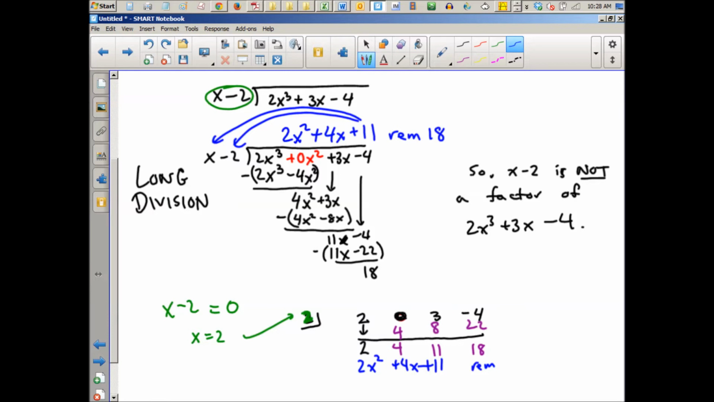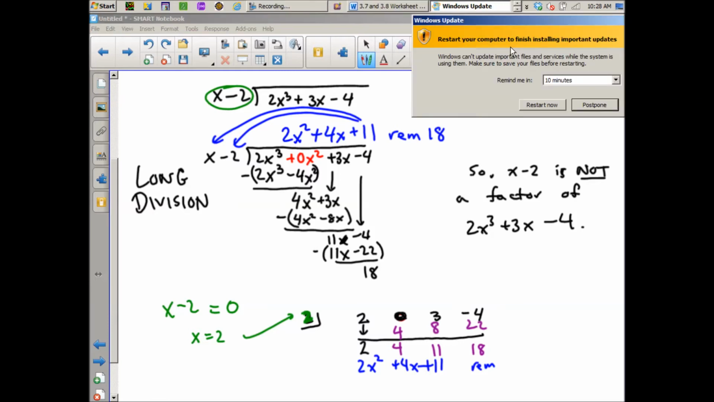The only drawback about shortcuts like this is they don't always work. So this works great when you're dividing by x minus 2, but it would not work great if you're dividing by, let's say, x squared minus 2. Synthetic division is not the right choice for the job. You would want to use long division in that case.